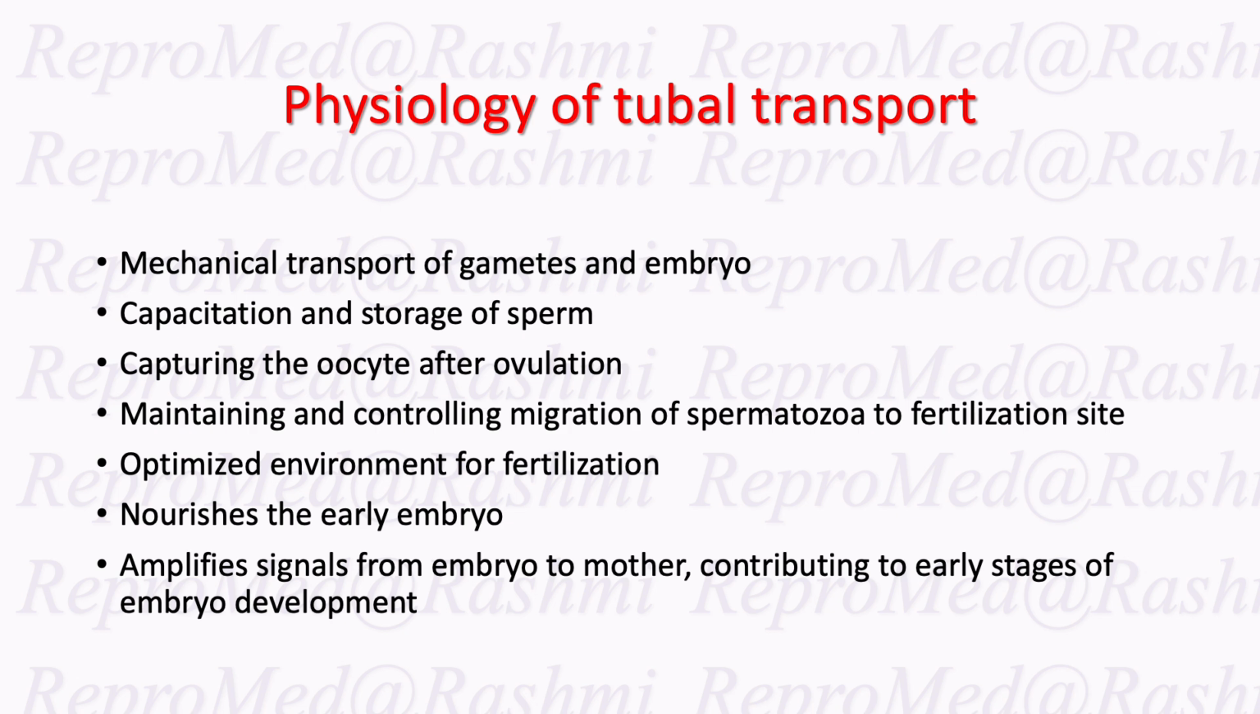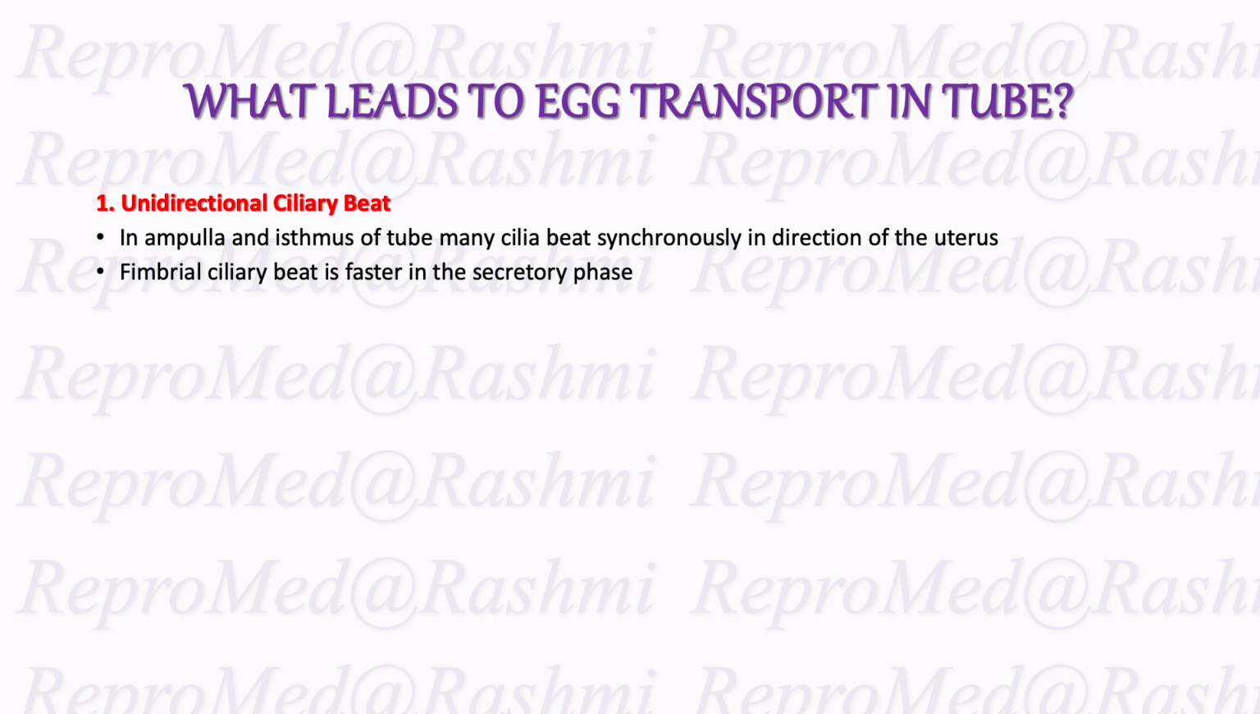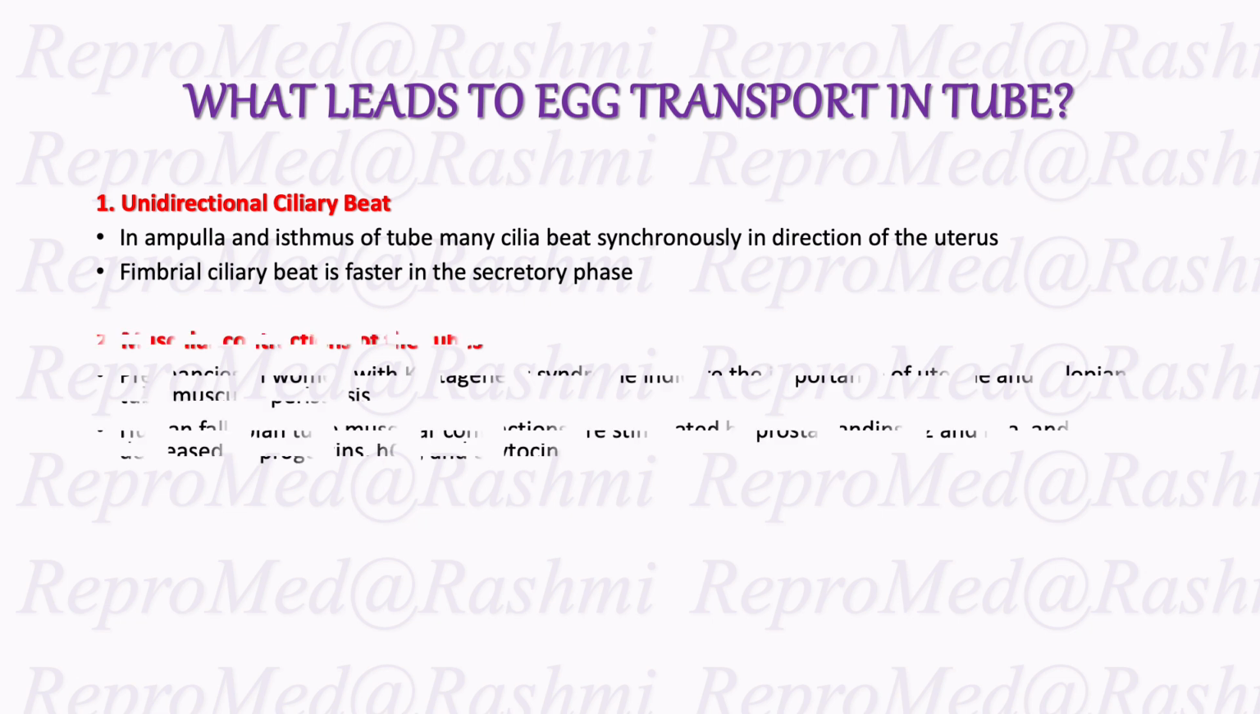What leads to egg transport in the tube? What are the factors which are important for egg transport? First is the unidirectional ciliary beat in the ampulla and isthmus of the fallopian tube. Many cilia beat synchronously in the direction of the uterus. Fimbrial ciliary beat is faster in the secretory phase.